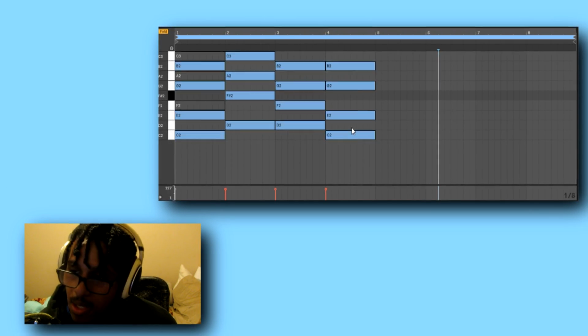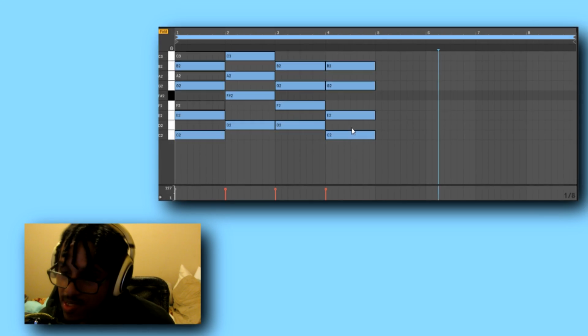Anyways, so very briefly, what are passing chords? Passing chords are basically a secondary dominant.